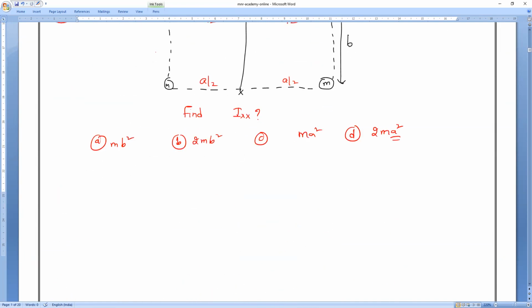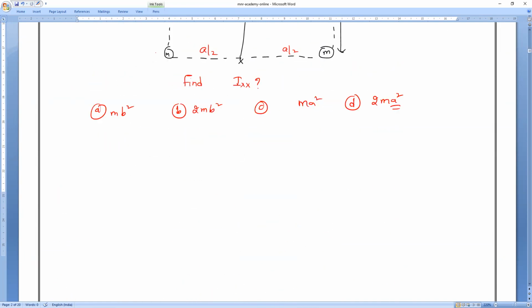Now all of you observe. Four different bodies, each having mass M. The moment of inertia along the x-axis or axis of rotation is equal to the four different bodies: let me take I1 plus I2 plus I3 plus I4.